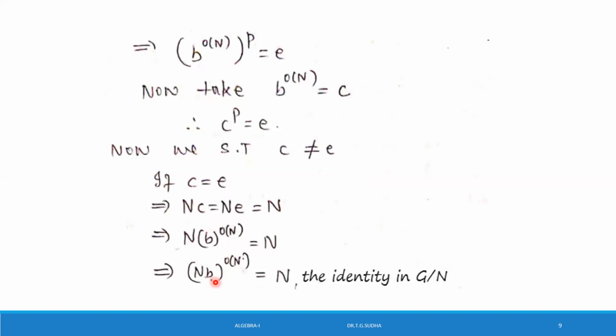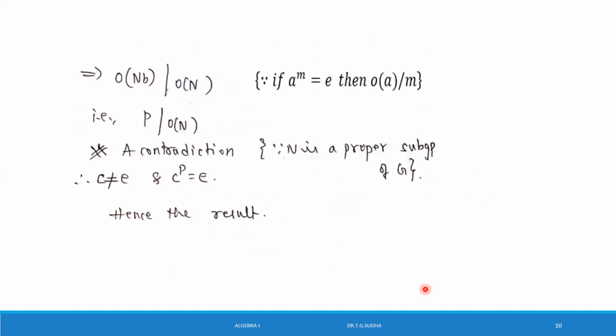Now I have NB to the power of order of N is equal to N, and it is the identity in G by N. So it is similar to: A to the power of M is equal to E, and the order of A will divide M. So now the order of NB must divide the order of N. But we have assumed that the order of NB is P. So P divides the order of N.